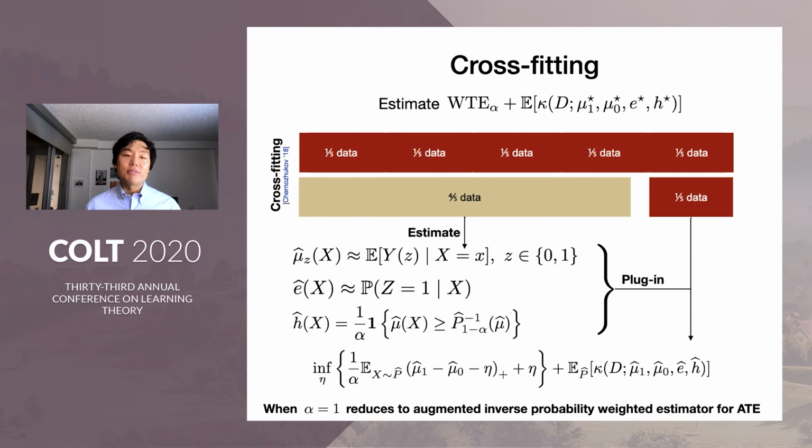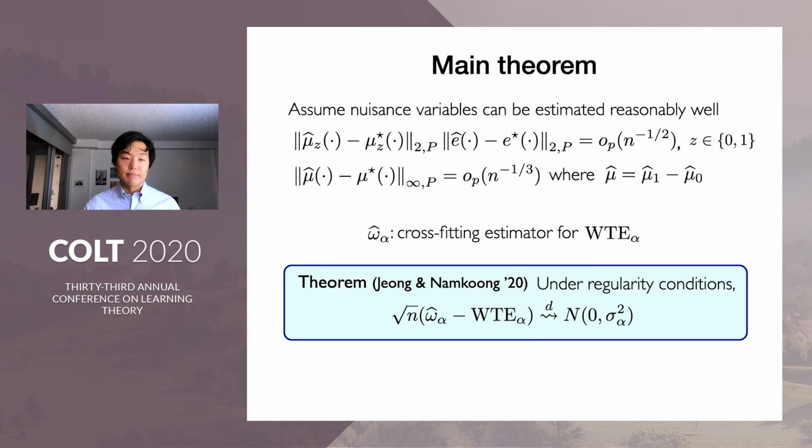Although you don't really need to understand the details of the augmented terms here, what's worth noting is that our estimator reduces to the usual augmented inverse probability weighted estimator for the ATE when you set alpha equal to 1. That is, if you're not considering any subpopulations. So you can view our estimator as a generalization of the AIPW under unanticipated covariate shift.